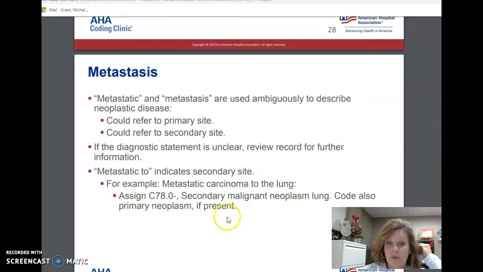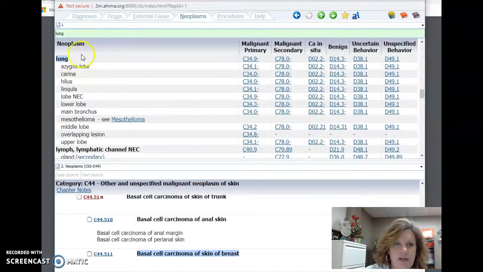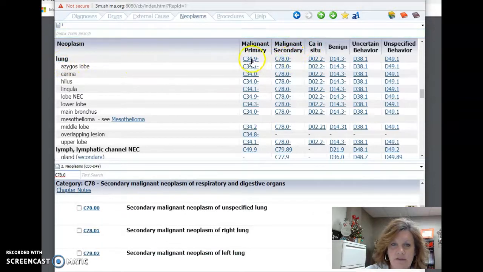Then I would also code the primary if it was noted, and we'll get into a little bit more of that. So let's just go here. I'm going to go ahead and put in lung, and you will see here malignant: primary, secondary. Then I need to know which part of the lung the secondary cancer was at.